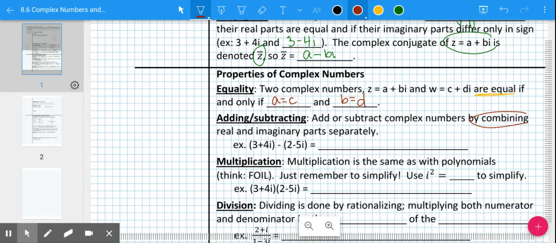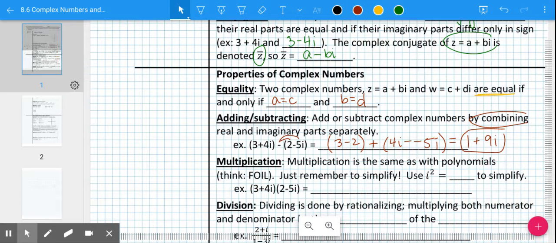All you do is you combine real and imaginary parts separately. So you combine like terms, basically. So I have 3 plus 4i minus 2 and minus -5i. 3 minus 2 will give me the real part, plus 4i minus -5i will give me the imaginary part. So we end up here with a 1 plus 9i.